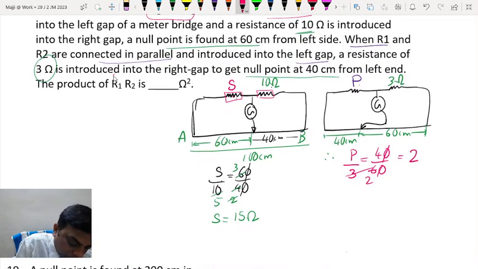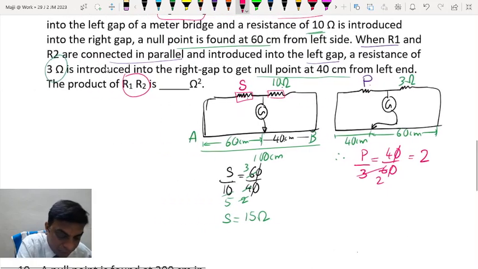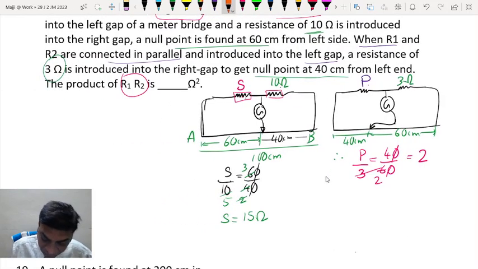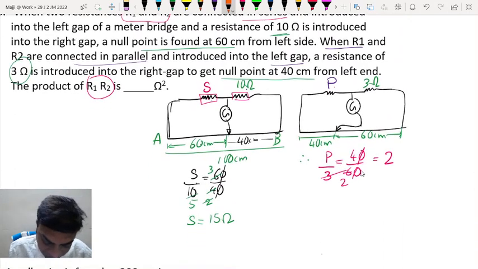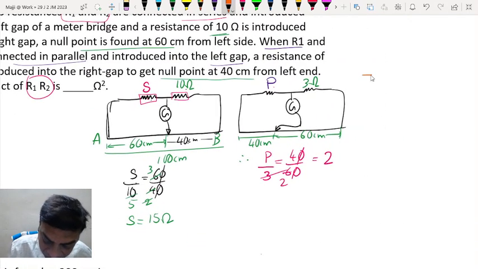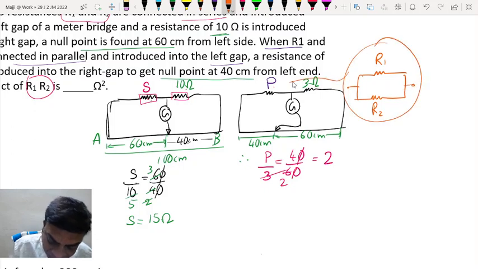Now we have to find the product. Now as you know, students, when two resistors are connected in parallel, the effective resistance will be product upon sum, isn't it? The effective resistance will be product upon sum. This is what is said here. So P, which we got as 2, is basically product upon sum.